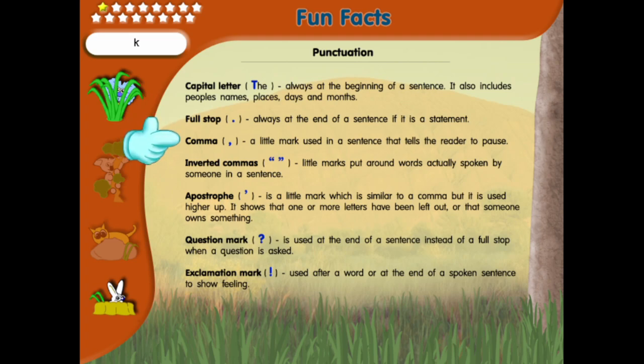Comma. A little mark used in a sentence that tells the reader to pause. Inverted commas. Little marks put around words actually spoken by someone in a sentence. Apostrophe is a little mark which is similar to a comma, but it is used higher up. It shows that one or more letters have been left out or that someone owns something. Question mark is used at the end of a sentence instead of a full stop when a question is asked. Exclamation mark. Used after a word or at the end of a spoken sentence to show feeling. Good work.